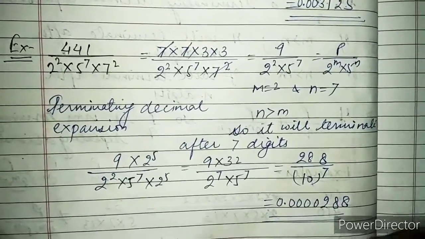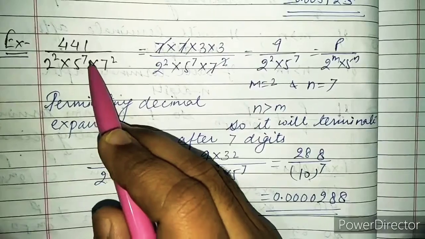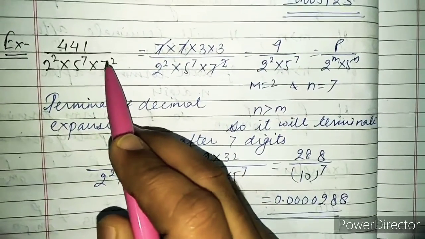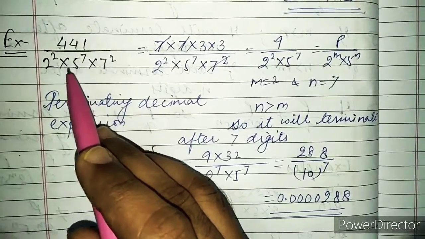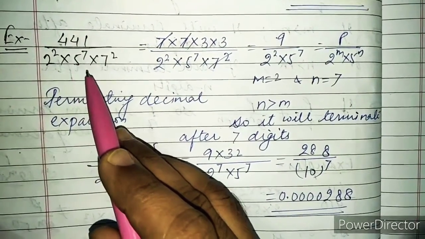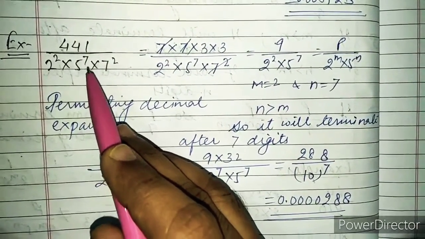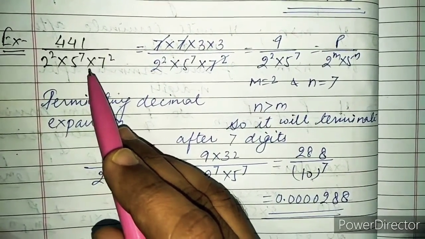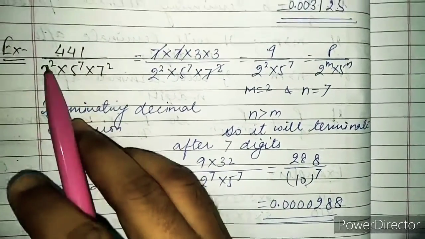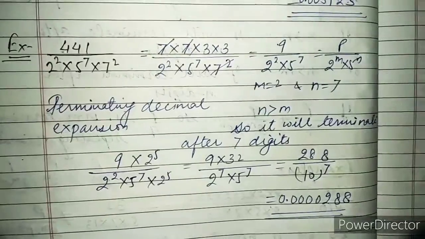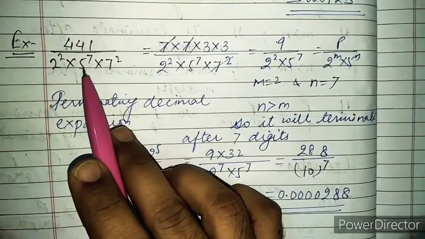Student, take one more example. You can see here that 441/2 to the power 2 into 5 to the power 7 into 7 to the power 2. The question will be asked: check whether the given rational number is terminating or non-terminating. If terminating, after how many digits it will terminate, and also write its decimal expansion, right? This will be the question, and this type of question is asked many times in board examinations, so try to focus on this.